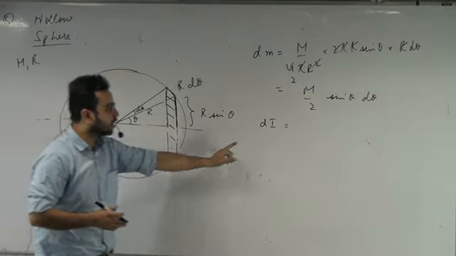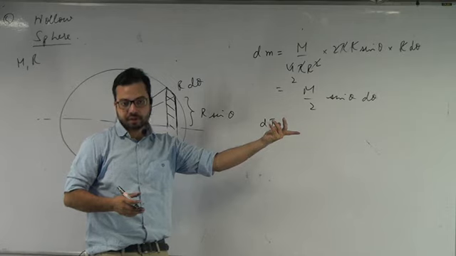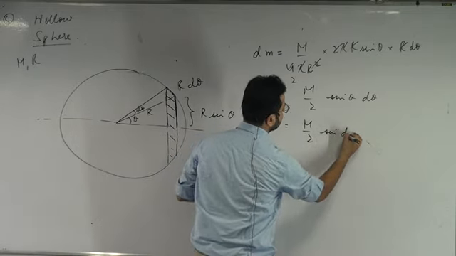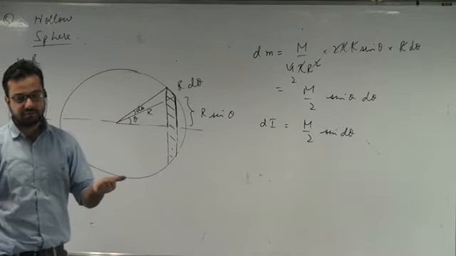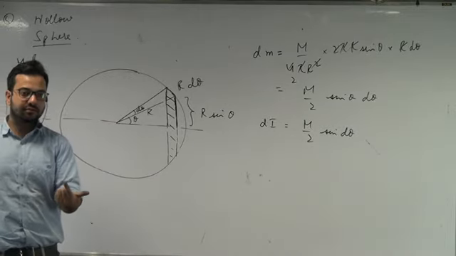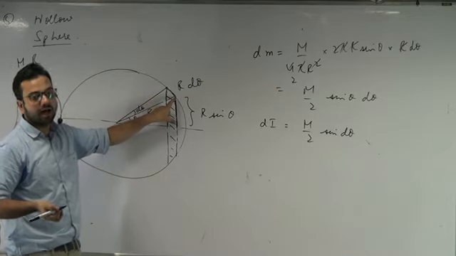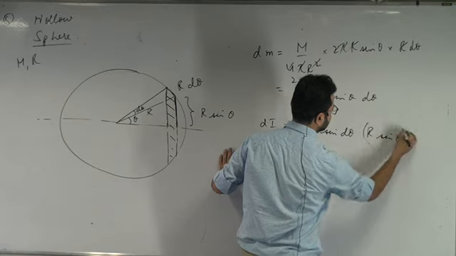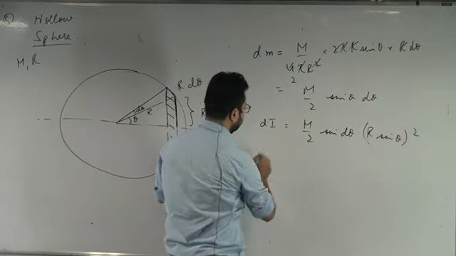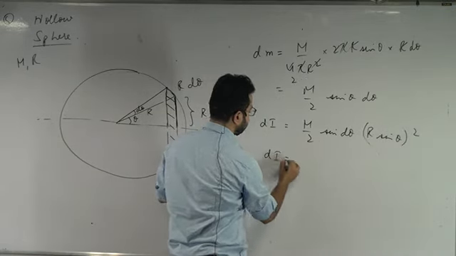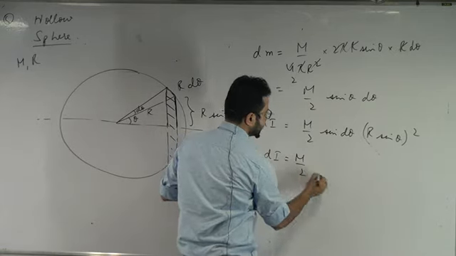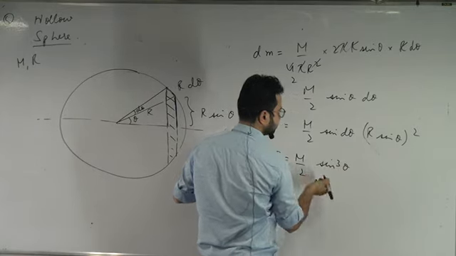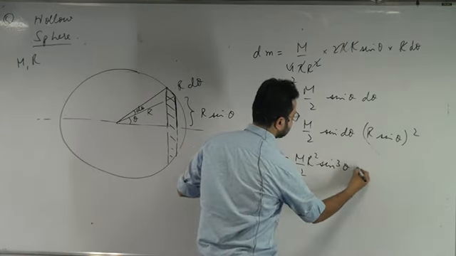of the ring. ठीक है, so dI would be the mass of the ring. What is the mass of the ring? m/2 sin theta d theta. What is the radius of the ring? r sin theta. The radius of the ring is r sin theta. So this will be r sin theta का square. तो यहाँ से कितना मिलेगा? यहाँ से मिलेगा dI is equal to m/2 into sin cube theta d theta.